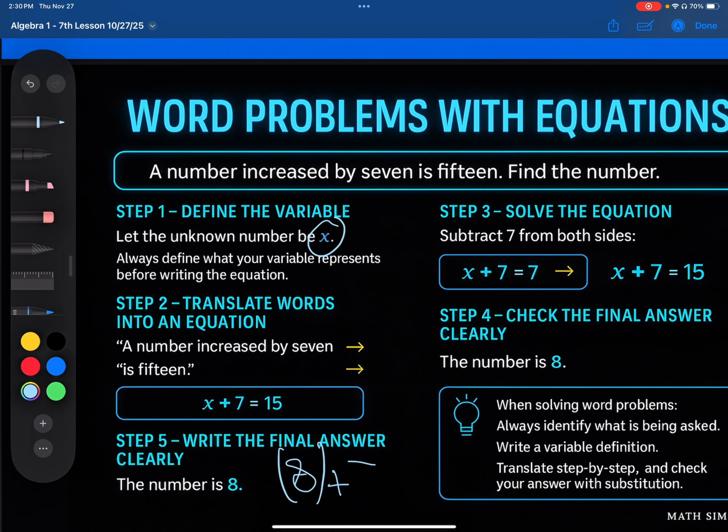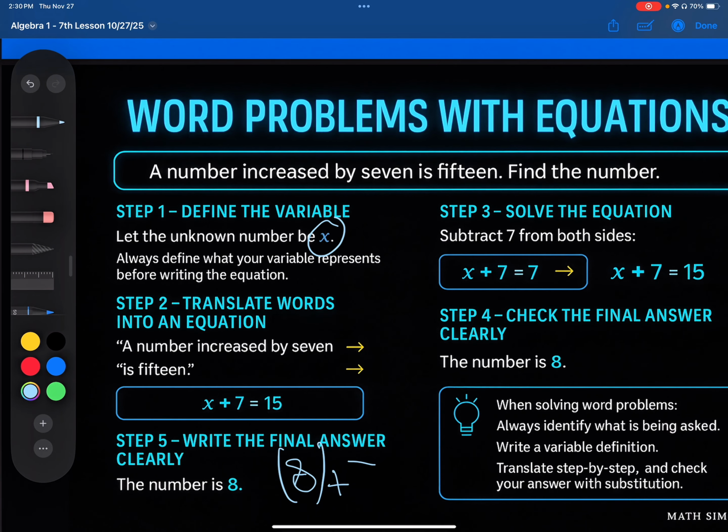So approach. Read the problem carefully, and determine what is being asked. Okay? And then define the variables to represent the unknowns. So we could write X as an example. Then translate the problem into an equation.